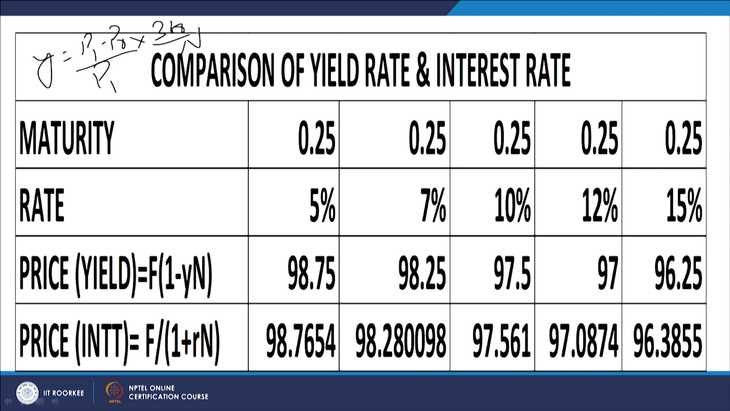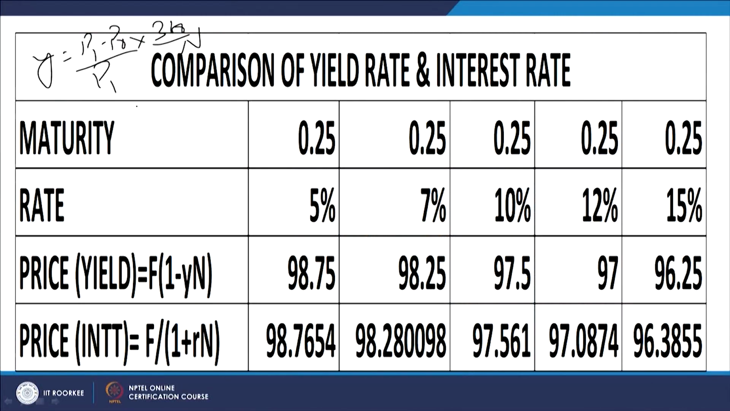And this is how we work out the discount yield. If we use the interest rates, then the interest rate expression would be slightly different. Let us call it R. R is equal to (P1 minus P0) upon P0, into 360 upon N.